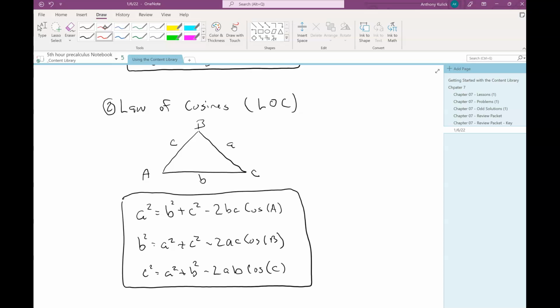What does this equation kind of look like? Should kind of remind us of something. Yeah, it looks like the Pythagorean Theorem, right? Except it has this little extra piece at the end. It's basically just a correction factor for not having a right triangle. If you did this with a right triangle, cosine of 90 degrees is 0. So that correction factor at the end just drops off and you have the Pythagorean Theorem, which is, okay, that's neat.